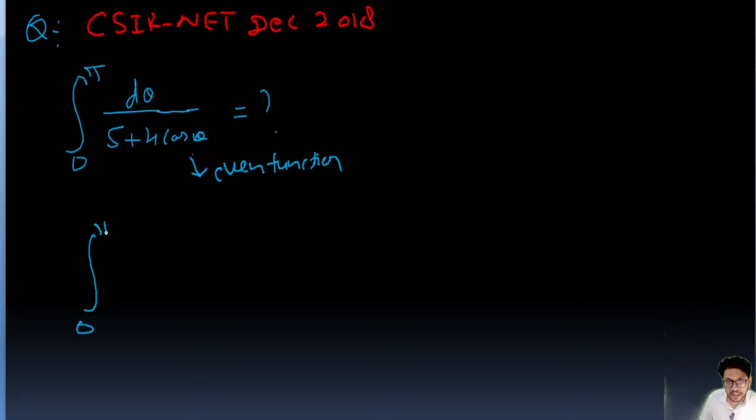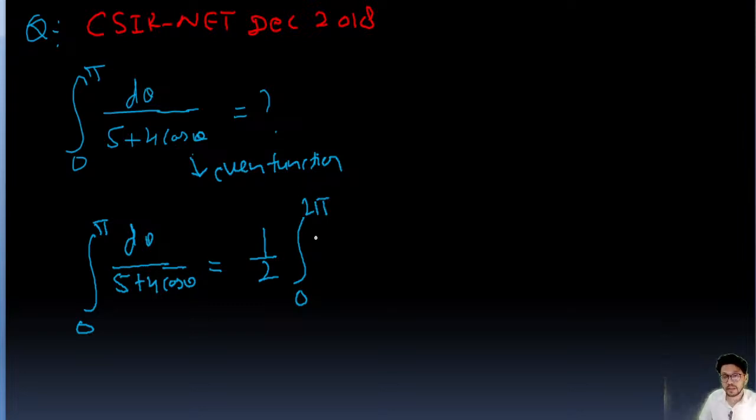So the integral from 0 to pi of d theta upon 5 plus 4 cos theta, we can write as 1 by 2 times the integral from 0 to 2 pi. We can write the limit like this, because we increase the limit, so we have divided by 2. We can do it because it's an even function. So this is going to be d theta upon 5 plus 4 cos theta.